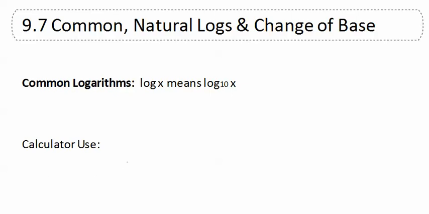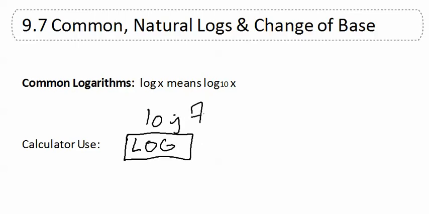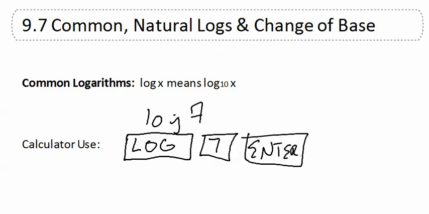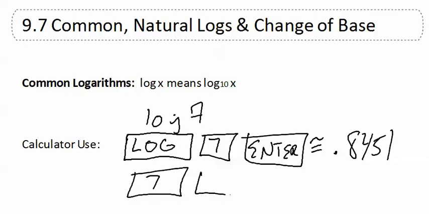Now, just to do a quick calculator check of how yours works, pause the video and take it out. I believe for most of you, when you do your calculations for log base 10, you're going to hit the log key. Let's say we're doing log of 7. You're going to hit the log key followed by the 7, and then hit enter. What you should get is approximately 0.8451. If that didn't work, try pressing 7, then log.